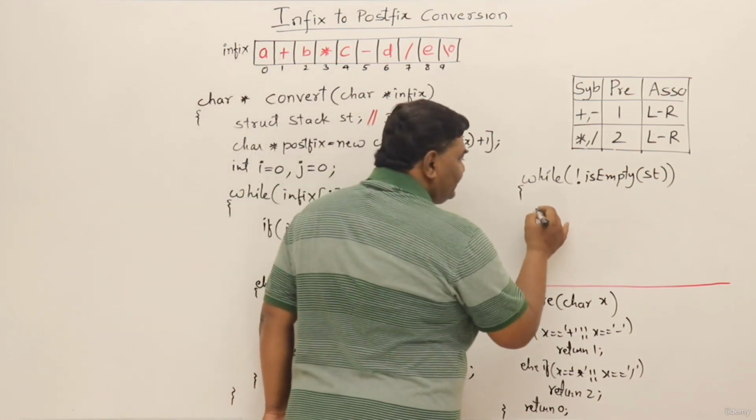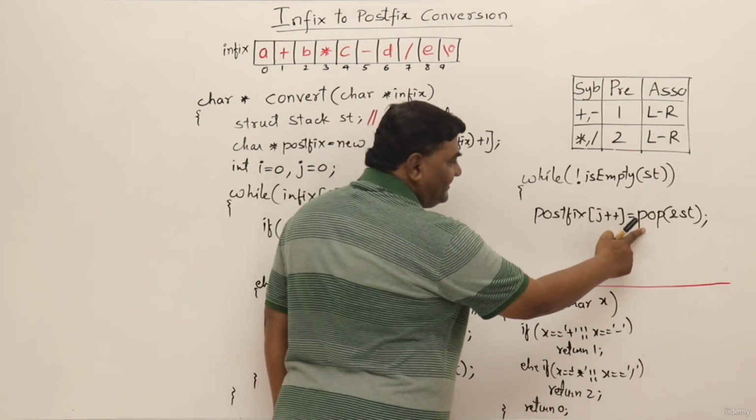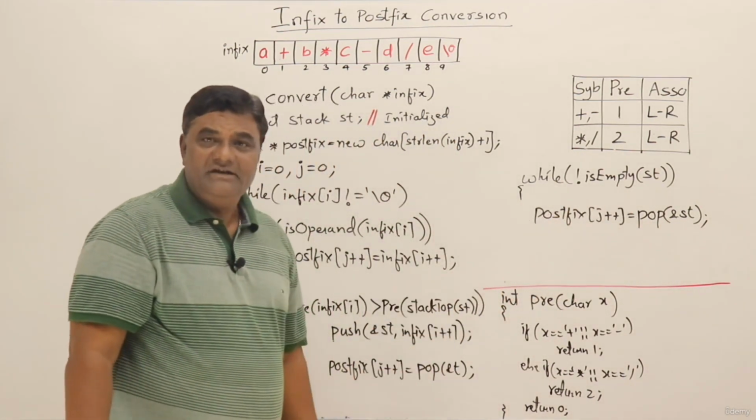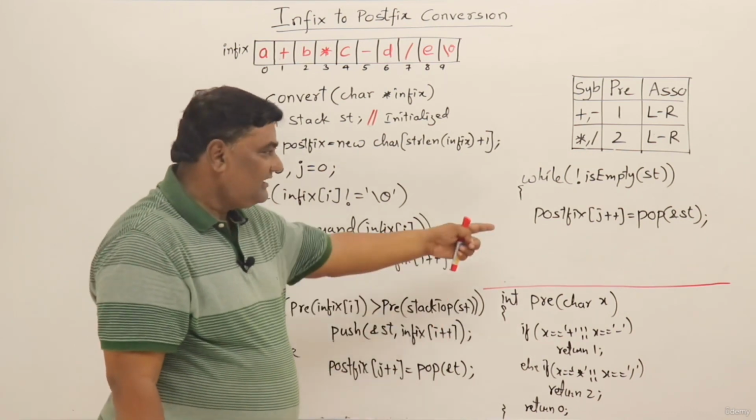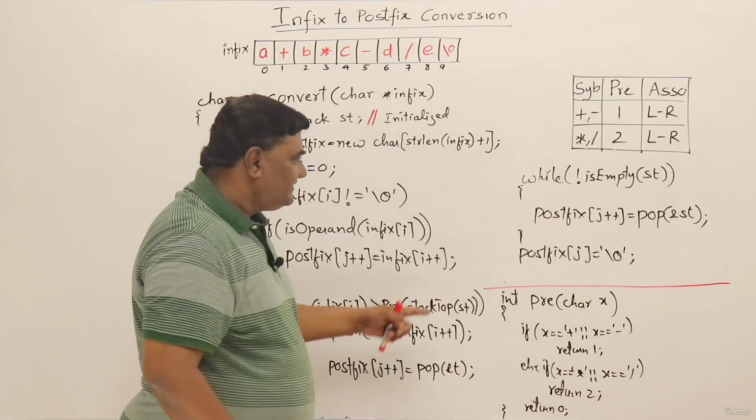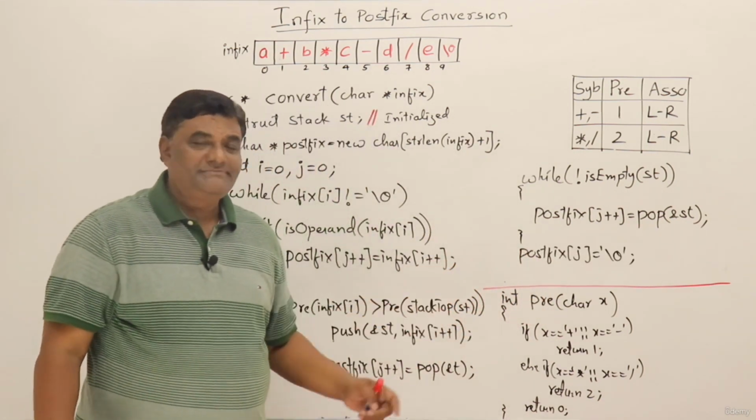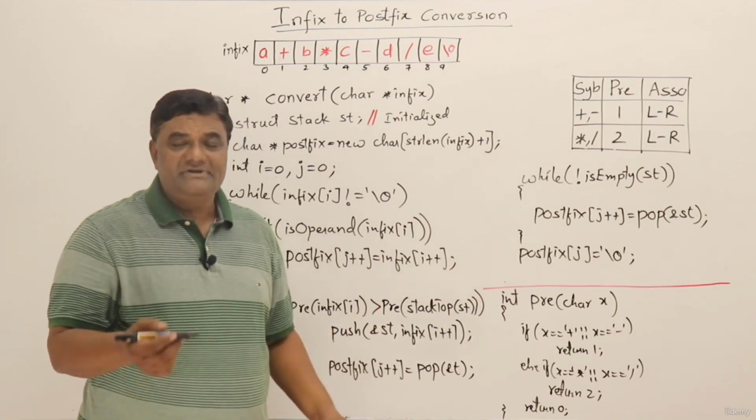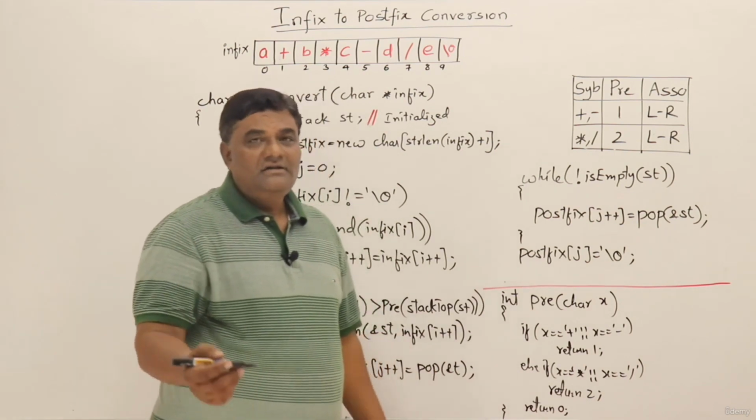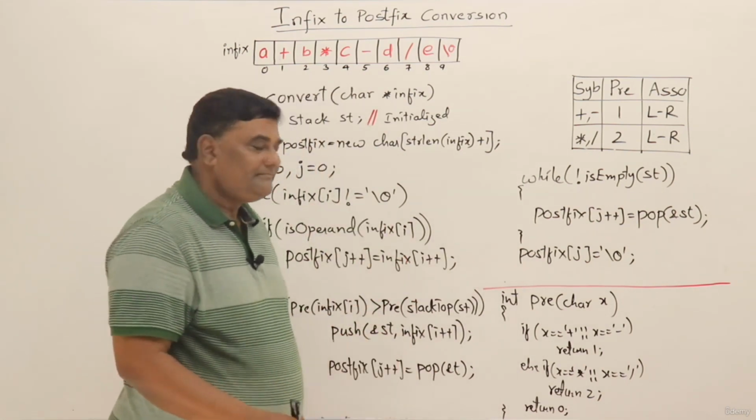What to do? Inside postfix expression, pop out the element from the stack and add it to postfix. So the stack will be containing operators. Those are popped out and added to postfix. So this loop will copy all of them. Then after copying all, I should add a null character at the end of postfix because postfix is also a string. String means it must be terminated by a null character. So add a null character. That's all. We got the result. Return that postfix.